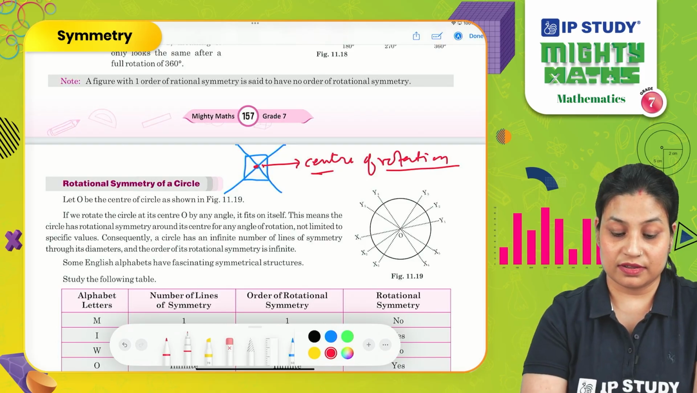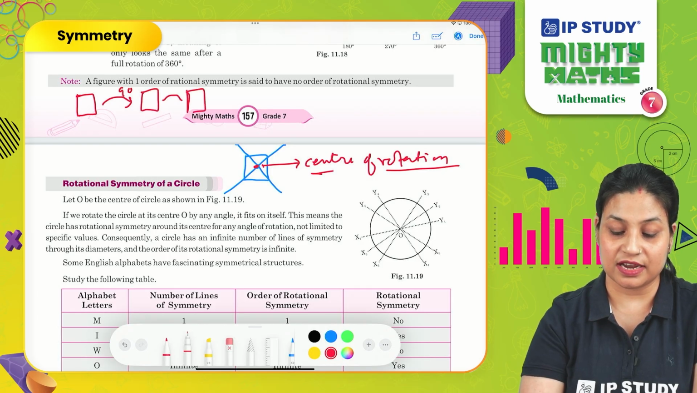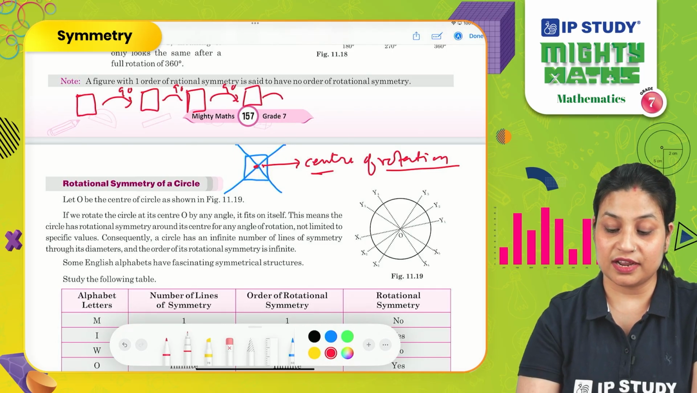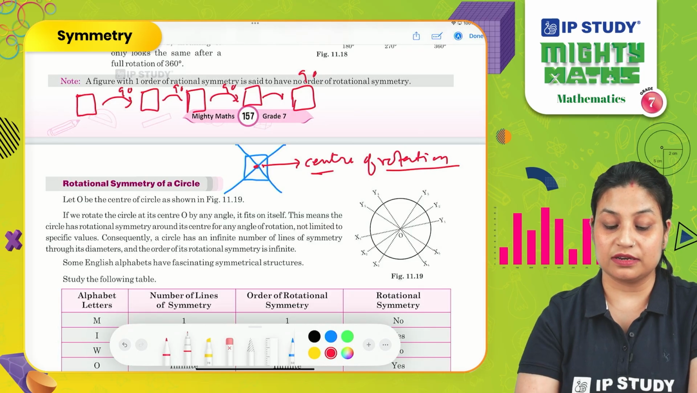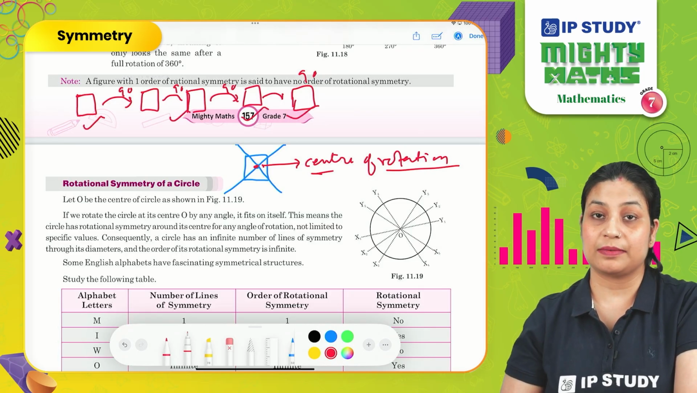So this is my square. I rotate it by 90 degrees, I'll get the same square. Again, I'll rotate it by 90 degrees, I'll get the same square. Again, rotate by 90 degrees, the square will be the same, right? Again, I'll rotate it by 90 degrees, I'll get the same square. So here, I have rotated this square 4 times, right?